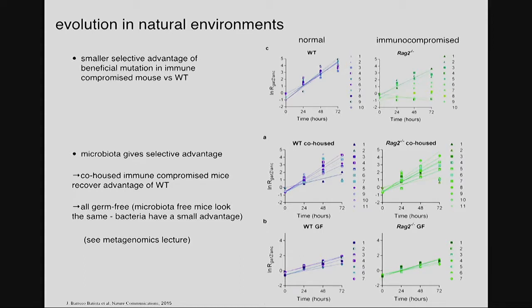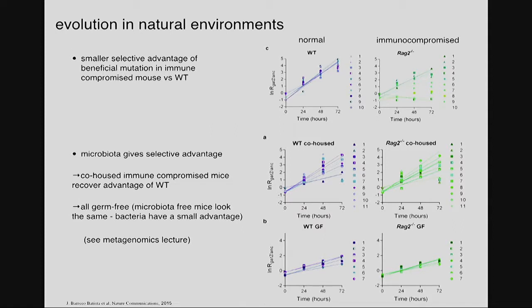So the immune-compromised mice behaved differently in terms of the speed of adaptation than the normal ones. She could show it's actually the selections that are different and the mutation rate is the same, but it's not the interaction with the immune system. It's actually interaction with different bacteria. So when they then put an immune-compromised mouse in the same mouse house, in the same cage, essentially, as a normal mouse, they started to behave exactly the same as the normal mouse.